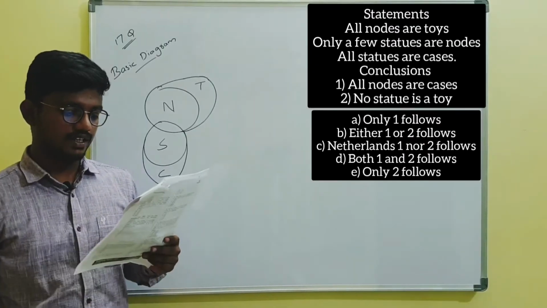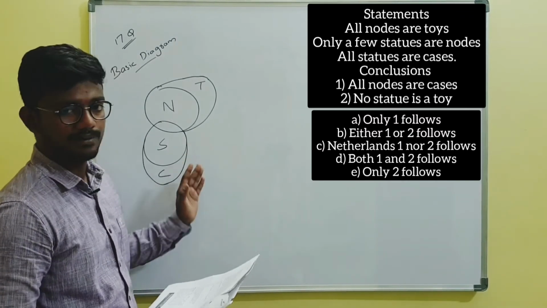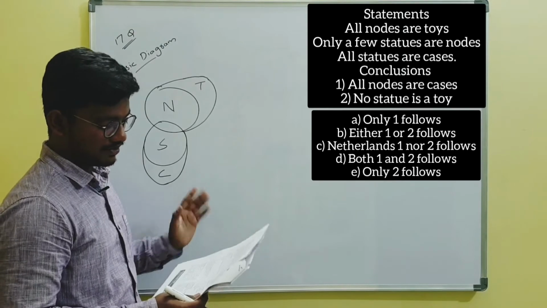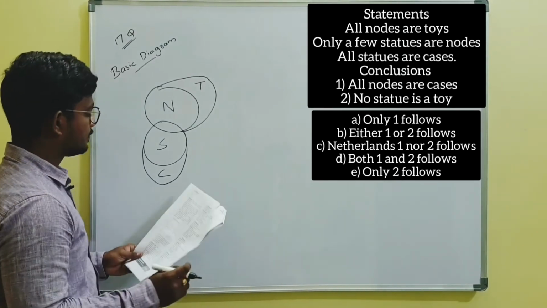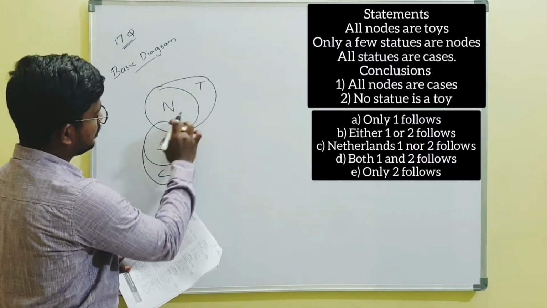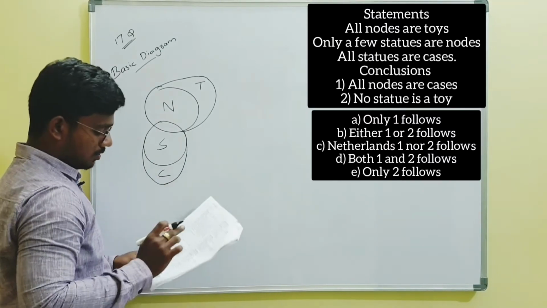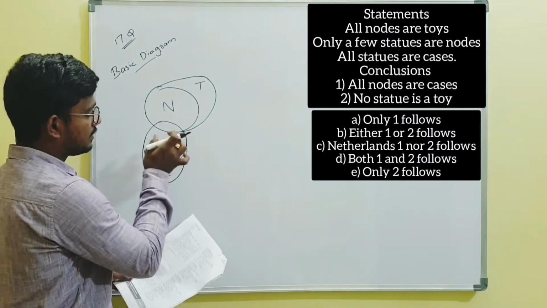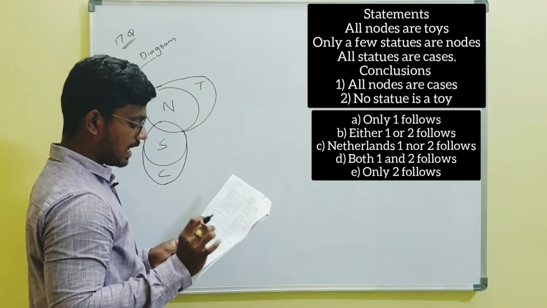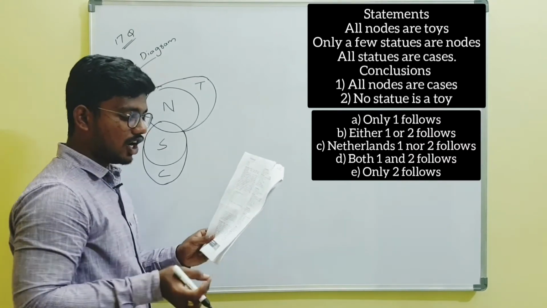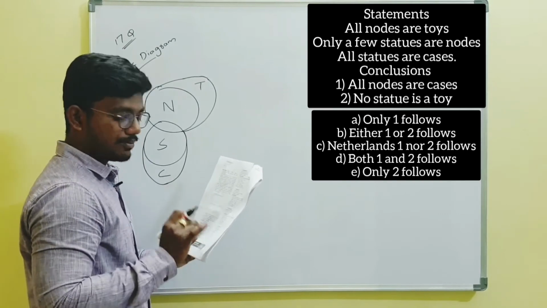Even for the 17th question, the same statements are given. So I am not drawing another diagram. I am using the same diagram as I used in the previous question. The conclusion is all notes are cases. Here, by observing the basic diagram, are all notes cases? No. So my conclusion is wrong. If it is not verified for one diagram also, it is wrong. Here, if it is given that all notes are cases is a possibility, then this conclusion might be right.